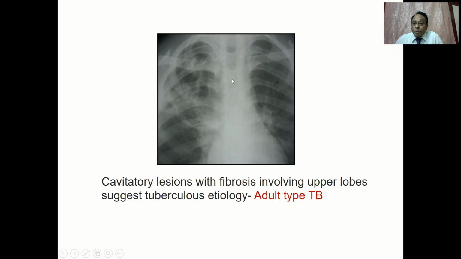Nowadays, upfront, such a child should be subjected to CBNAAT. Commercially it is called GeneXpert. You take either a gastric lavage or induced sputum and subject it to CBNAAT, that is GeneXpert, and it not only confirms tuberculosis etiology but also tells about the rifampicin sensitivity. That is very, very important. Nowadays, you should not stop with diagnosing tuberculosis. You have to find out whether the child is sensitive to rifampicin by doing CBNAAT. A molecular diagnosis should be done. That is very important.